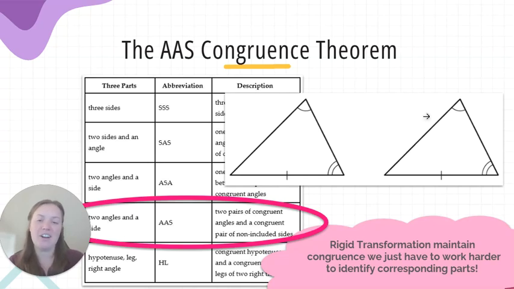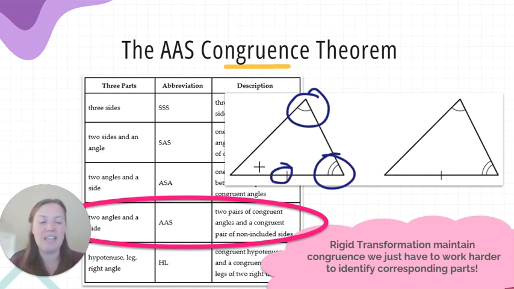So today for angle, side, we are going to be reviewing this idea of having two angles, any two angles, and any side, using that information to prove congruence. So if you see here, we've got two angles and a side, and these two triangles are in fact congruent. So two pairs of congruent angles, one non-included side, right?